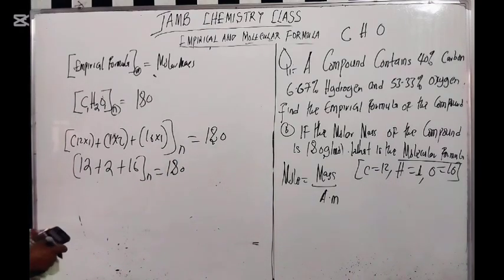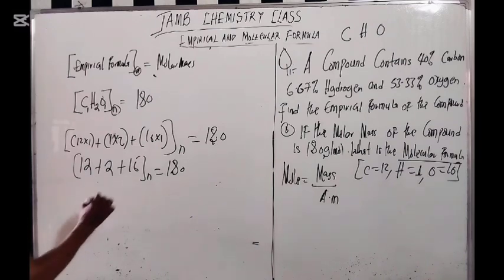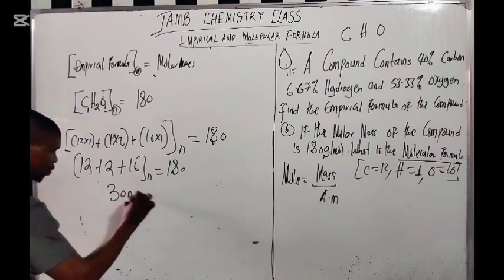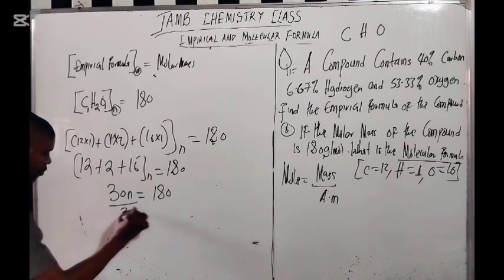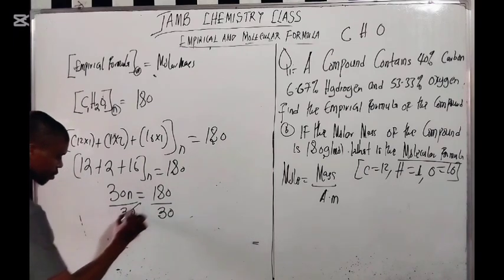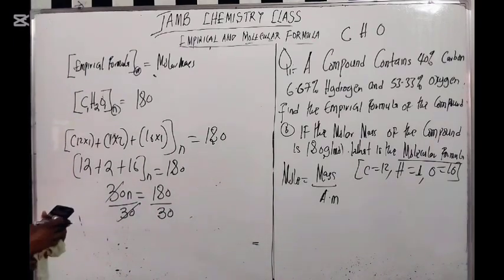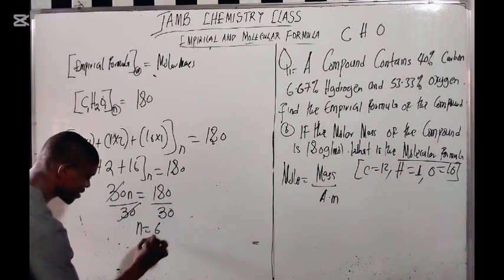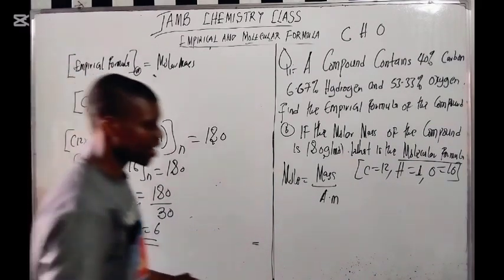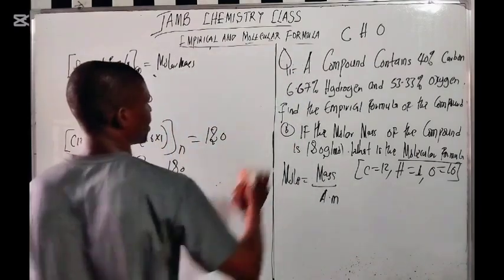So let's add it together. Here we have 12 plus 2 plus 16. Here we have 30. 30 N equals 180. Divide both sides by 30. So 180 divided by 30. Here we have 6. So my N is equal to 6, right? So how do I now get my molecular formula here?